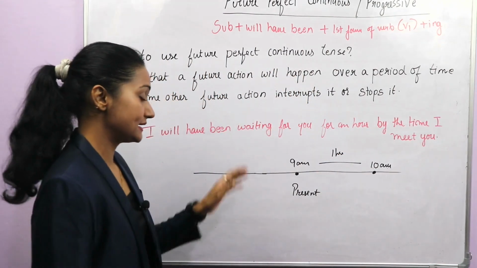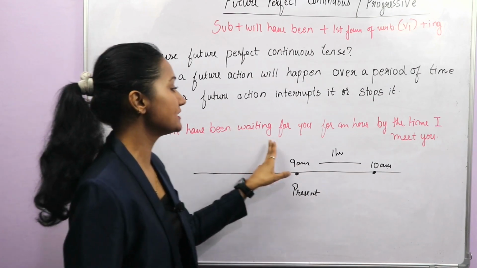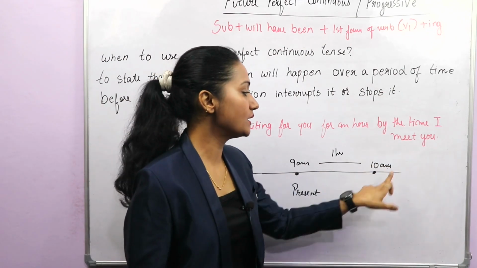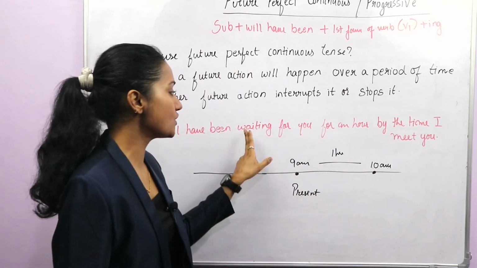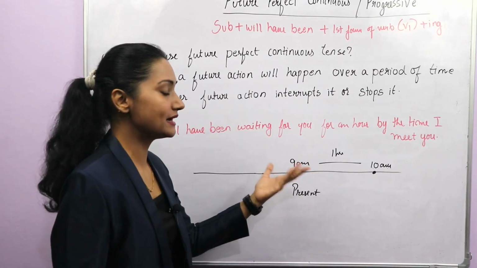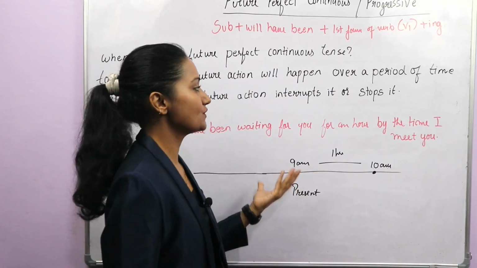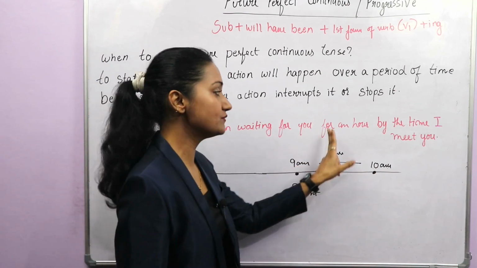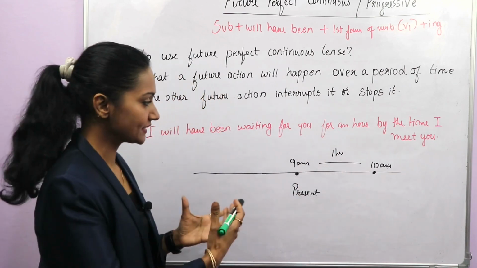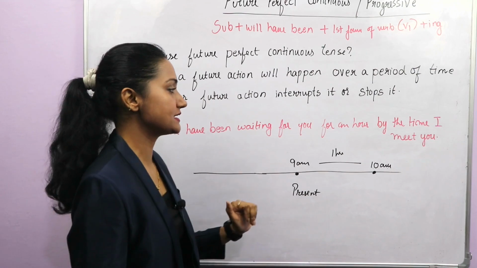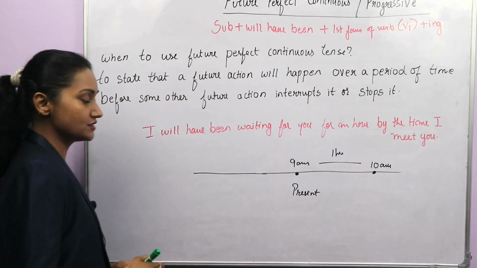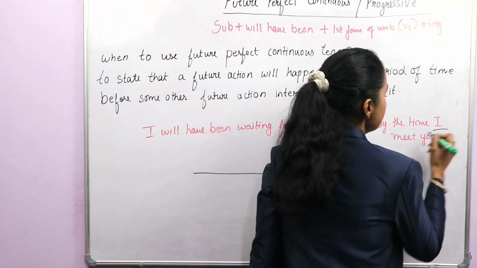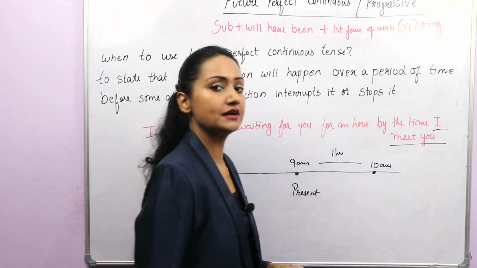So I can say that I will have been waiting for you for an hour, because this is the duration, by the time I meet you. The action of waiting will be interrupted by another action, the action of meet. When my friend comes in future, I will have been waiting for him for an hour. That is how we frame these kind of sentences, by using future perfect continuous, and the interruption will be in simple present tense. Here you can see subject plus meet, first form of the verb.